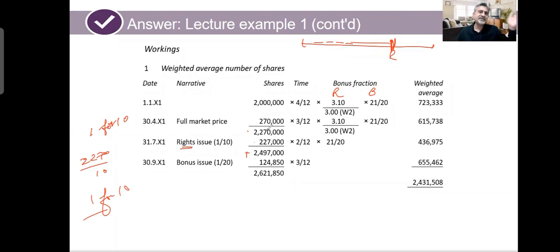What was your right issue condition? The right issue condition was 1 for 10. How many shares did you have before? You had 2.27 million shares, 2270. So 2270 divided by 10, I'm going to give 227,000 shares. But the total number of shares will be 2270 plus 227, which is 2497.